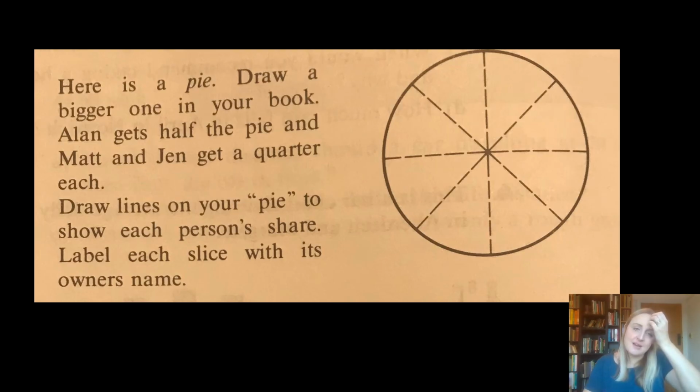Now, one technique that I really liked that I saw in an old textbook was one where we start just with fractions and we don't go anywhere near angles. So have a look at this. It says, here is a pie. Alan gets half the pie, Matt and Jane get a quarter each. Draw the lines and label them. That's really simple. There are no angles here. We're not having to work out angles at all. We are doing this based on fractions. That's a really nice starting point for pie charts.